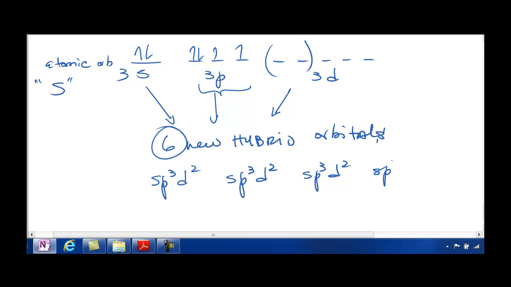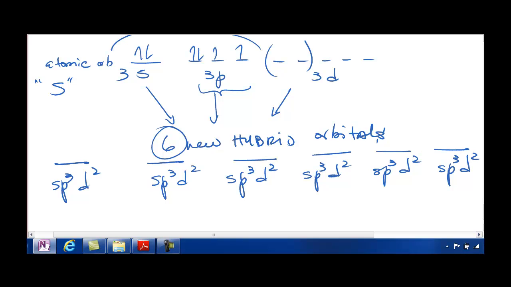sp3d2, sp3d2, sp3d2, 1, 2, 3, 4, 5, one more, sp3d2. So I have 1, 2, 3, 4, 5, and 6. And I have my 6 electrons from sulfur. 1, 2, 3, 4, 5, 6. There, pointing towards the vertices of an octahedron. Okay, and then my 6 hydrogens, hydrogen atomic orbitals, they don't change. The 1s is 1s, 1 goes there, 2, 3, 4, 5, 6.